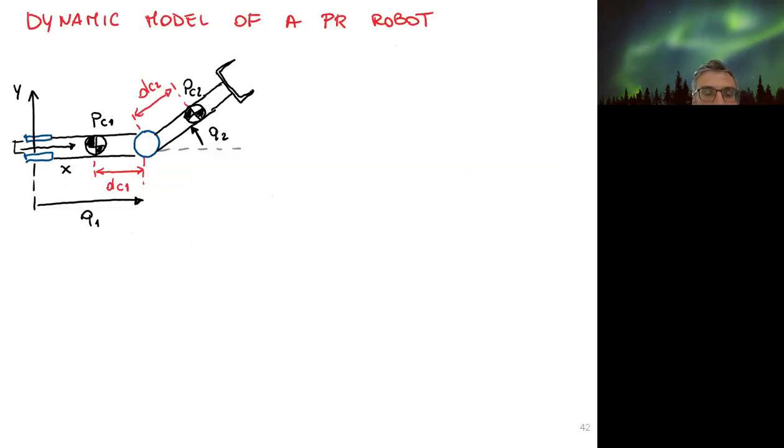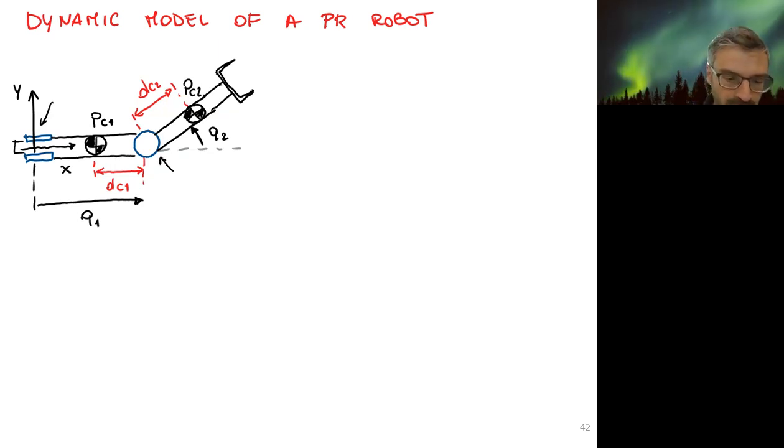But now we want to do something more complex, and we want to go from the one degree of freedom example to the two degrees of freedom one. And we want to do this for a robot that is not the usual 2R robot, but is a PR robot, so with a prismatic joint and a revolute one. And we see that we can learn a lot of things from that. It's a hybrid situation with these two natures of joints.